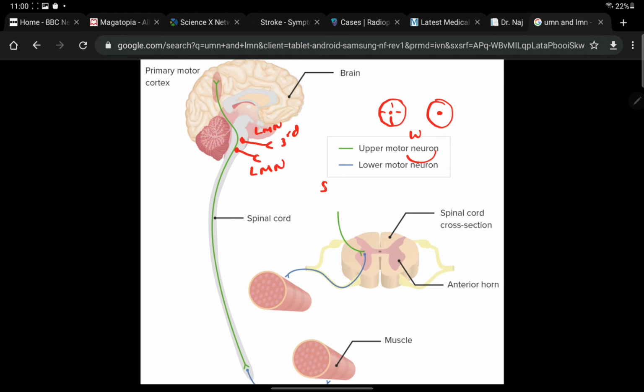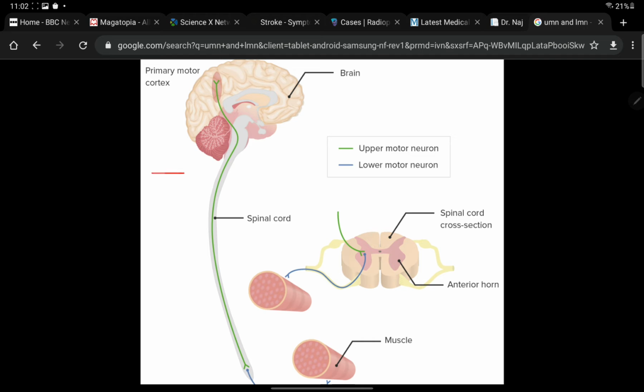Except the superior oblique and the lateral rectus, which are innervated by the fourth and sixth cranial nerve, all other muscles controlling the movement of the eyeball are innervated by the third cranial nerve. That is the superior rectus, medial rectus, inferior rectus, and inferior oblique muscle, and this will help in controlling the movement of the eyeball.